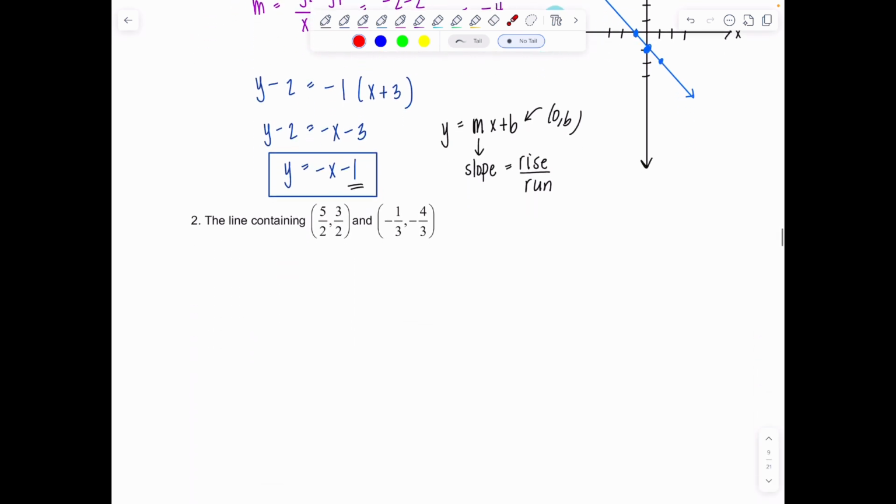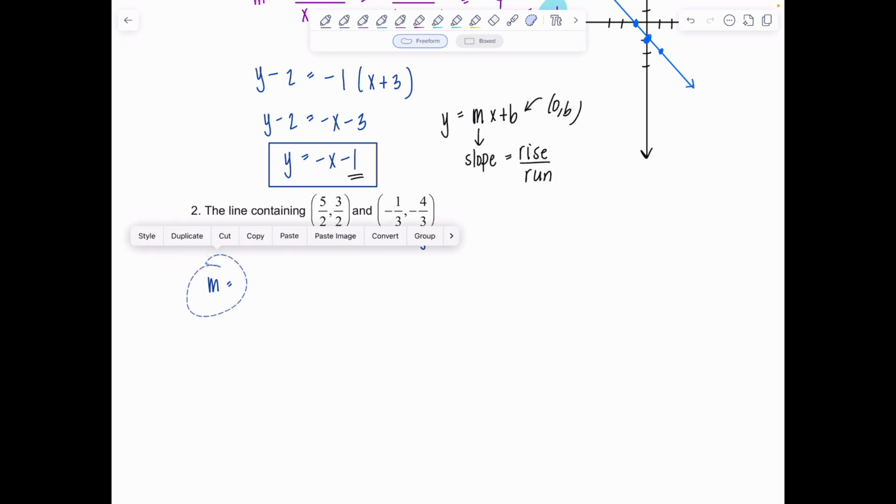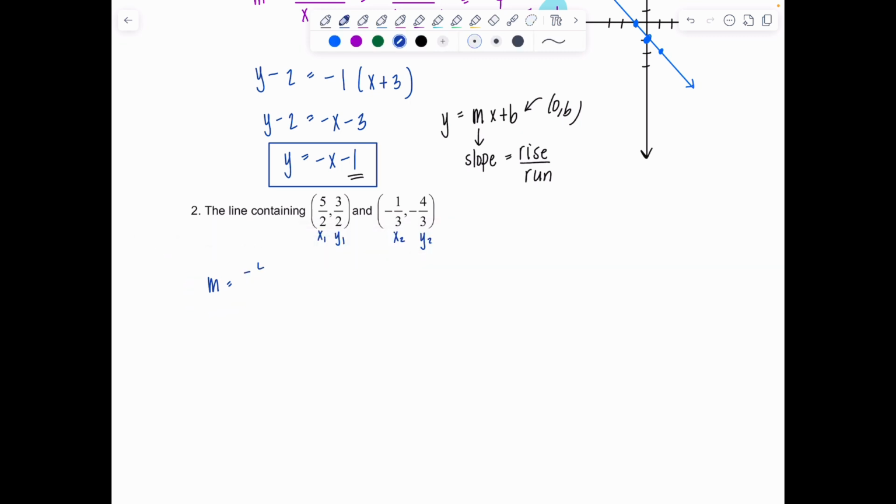Let's look at another example here. The line containing (5/2, 3/2) and (negative 1/3, negative 4/3). So same process, just uglier numbers. Find the slope first. This is x1, y1, x2, y2. So my slope m is going to be y2 minus y1, so negative 4/3 minus 3/2, over x2 minus x1, so negative 1/3 minus 5/2. Now this is just truly disgusting.